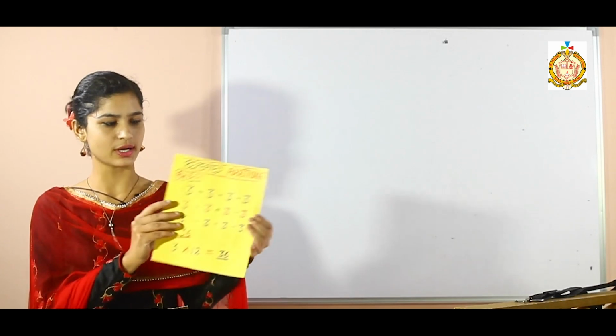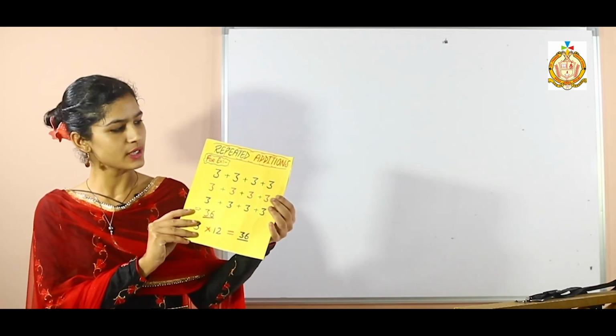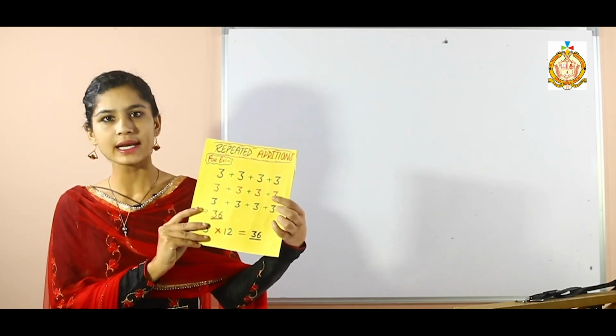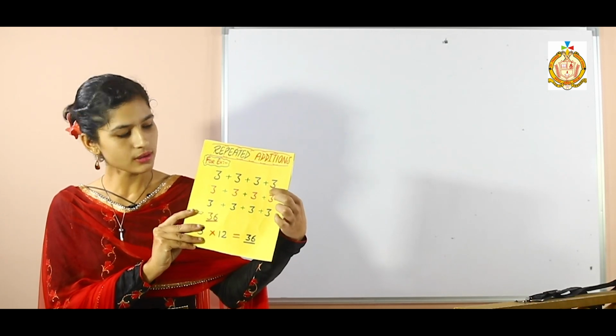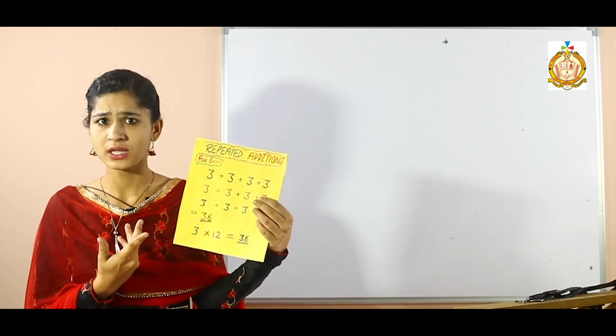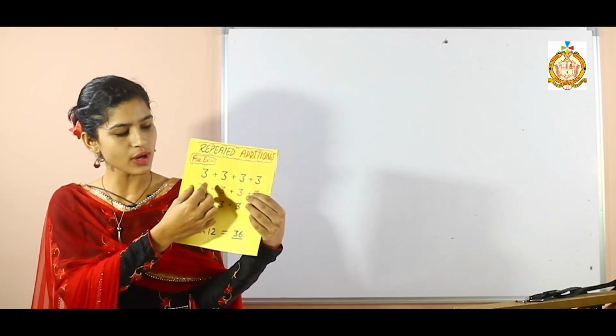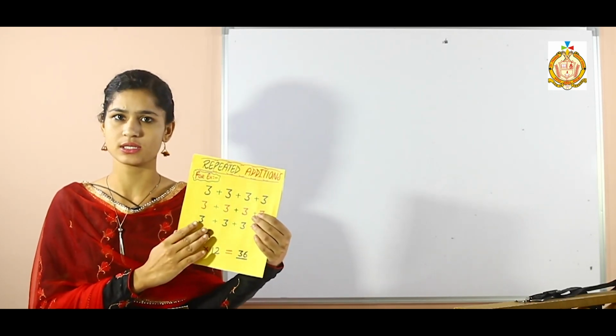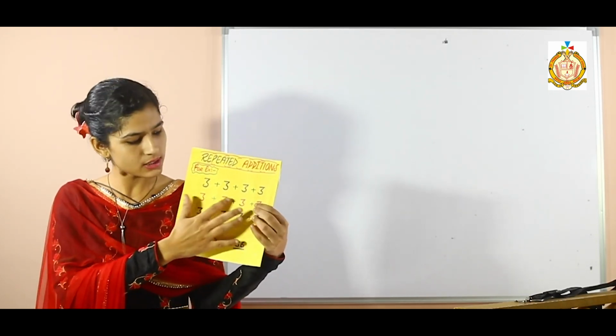Now look at this flashcard. Here we will understand the concept of repeated additions. See, you are seeing here 3 is adding again and again. It means 3 is adding repeatedly. For getting the answer, we have to add 3 side by side. It is a very long, difficult and time consuming process. We will get the answer by adding 3.